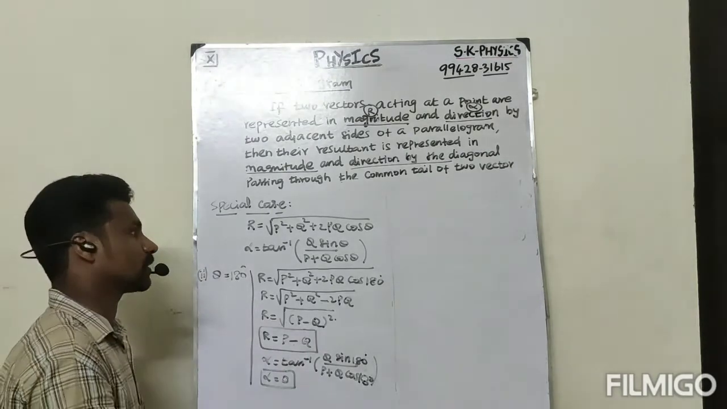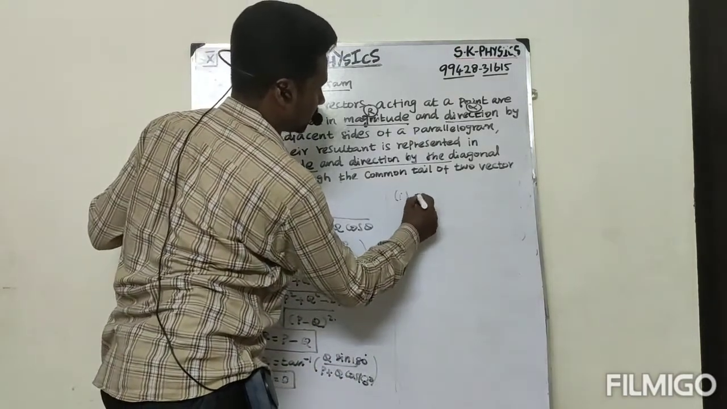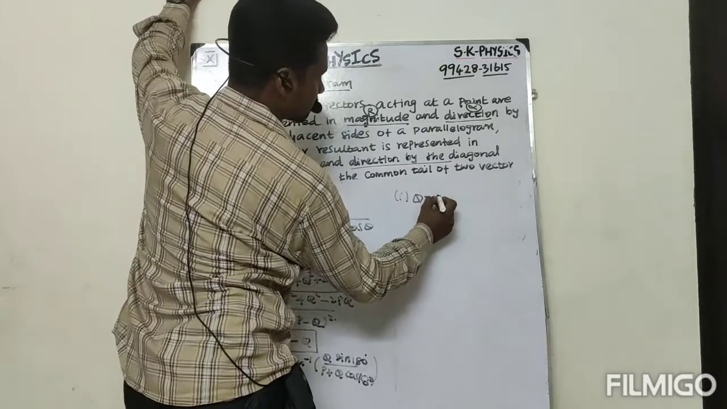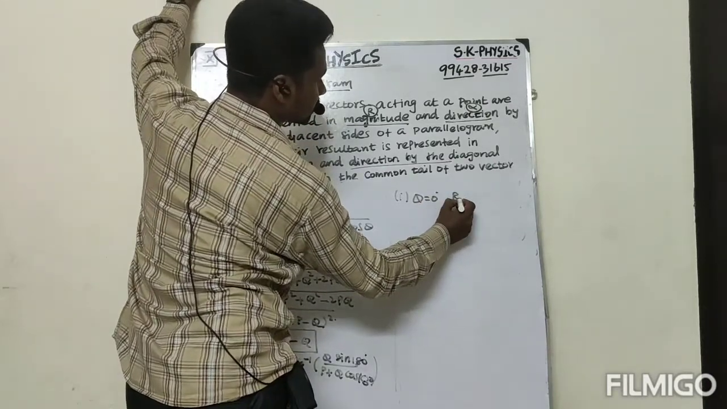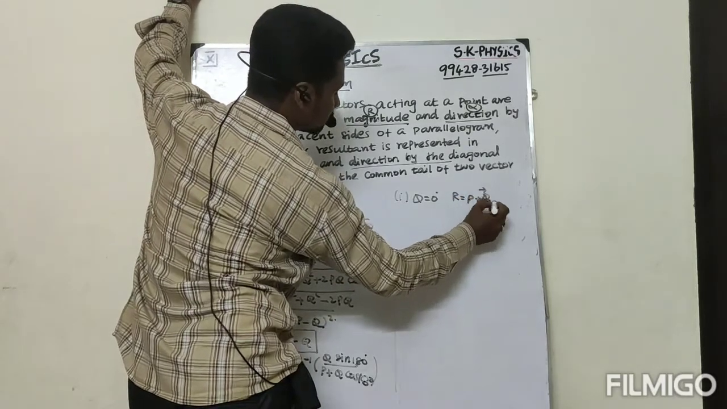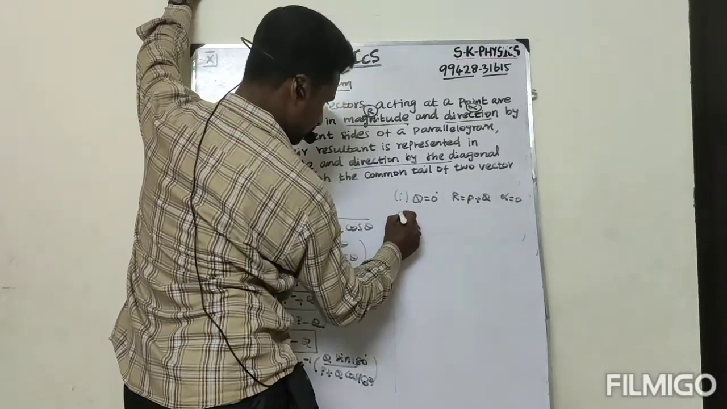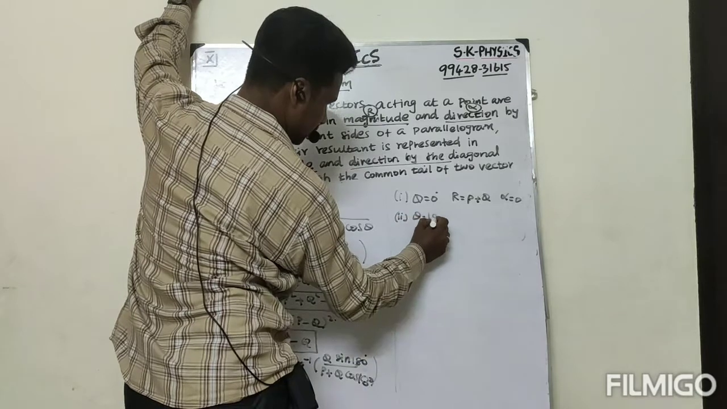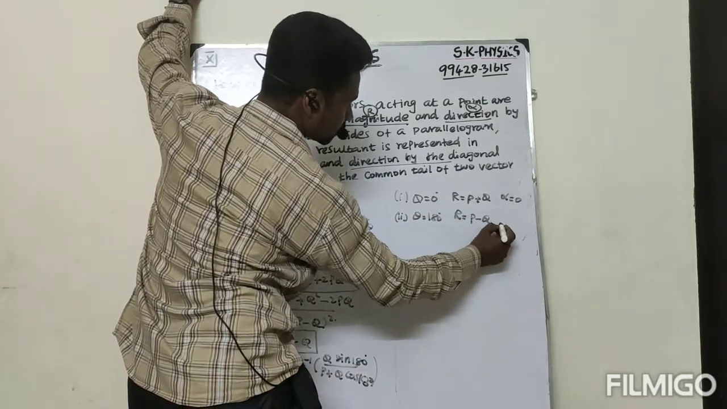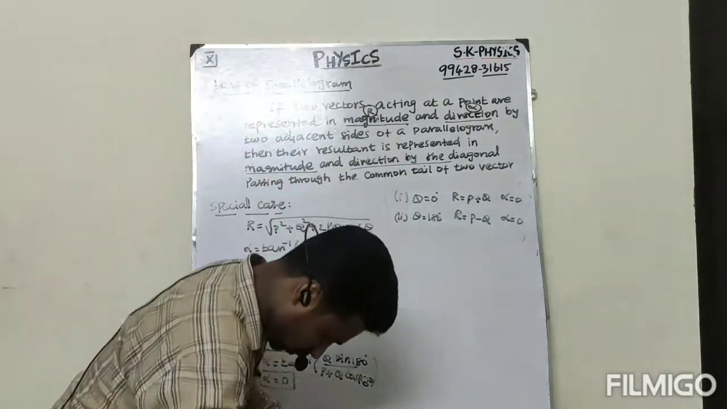So now you know the special cases. In the first one, theta is equal to 0 degree, the resultant value is equal to P plus Q, then alpha value is equal to 0. Second case, theta is equal to 180 degree, R is equal to P minus Q. What is alpha? Alpha is equal to 0. So two special cases are over.